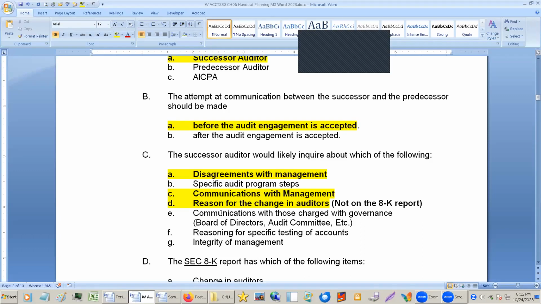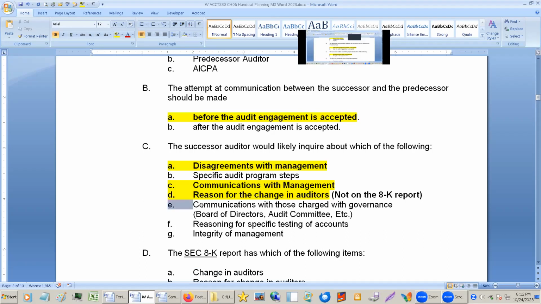Okay. This next one is a big one. Communications with those in charge of governance. And this is yes. This term governance is a big one for the AICPA. Whenever they say governance, they're talking about the board of directors or audit committee or other committees with the board of directors. So whenever you see governance, that's a key word, and it means the board of directors or audit committee.